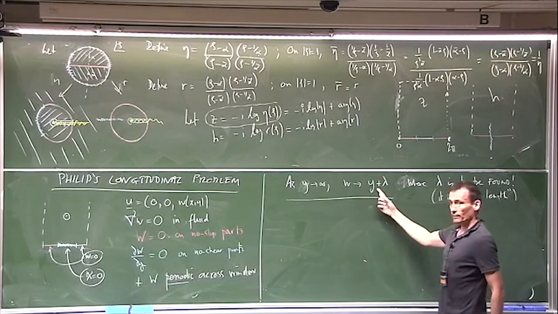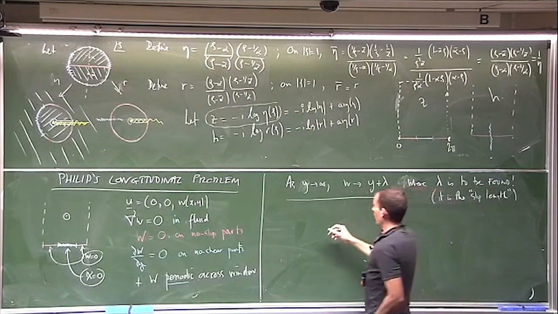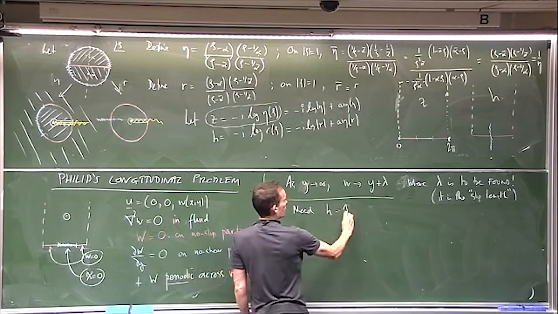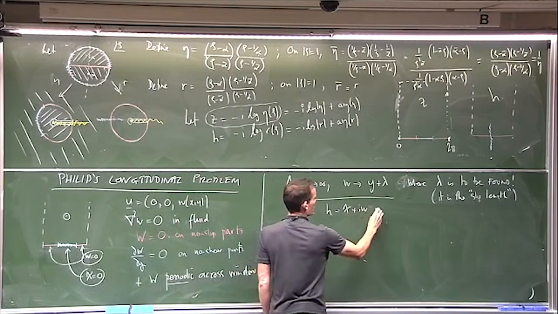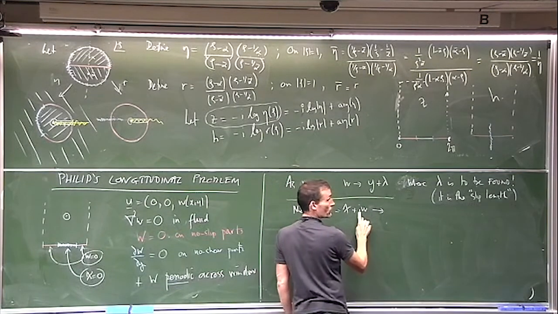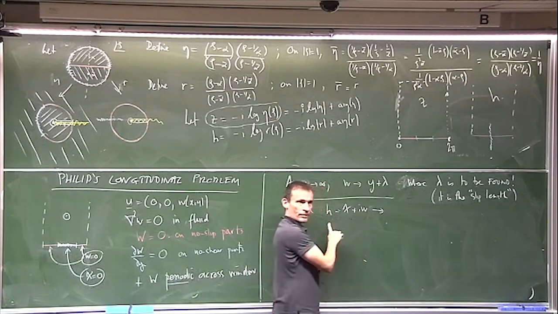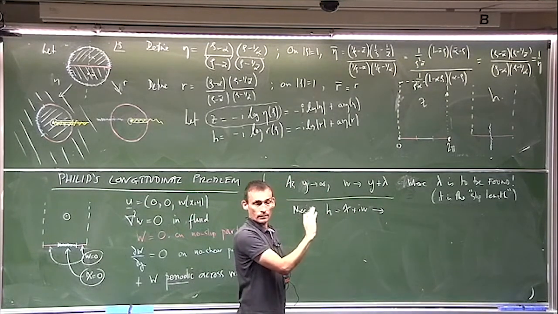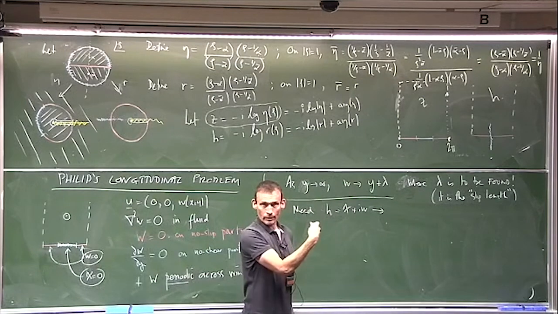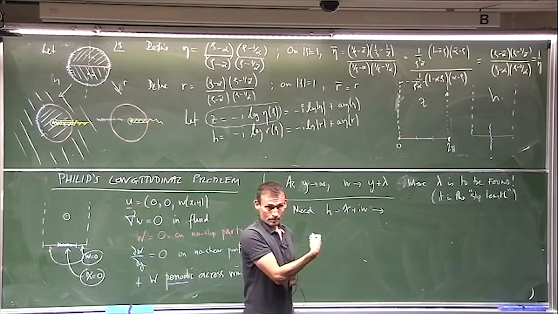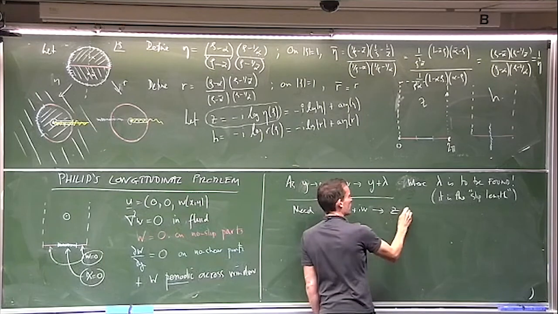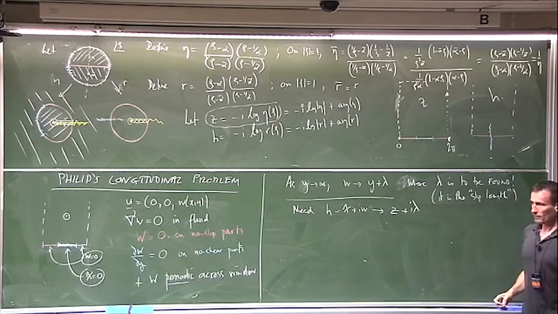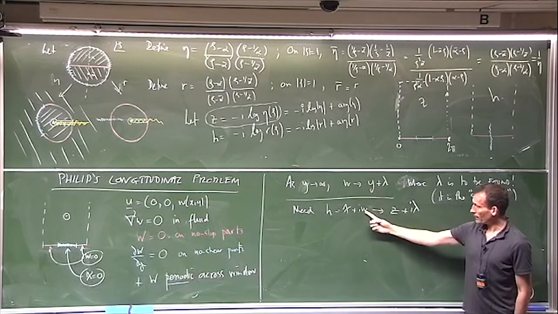Let's just check this. I haven't checked this yet. We need H. Remember, H is chi plus iW, so we need H to tend to iy. H is an analytic function. So as y tends to infinity, H is going like iy, but it's analytic, so the real part must be going like x. So this is going like z plus lambda i. See? If W goes like i, that means H must be going like z.